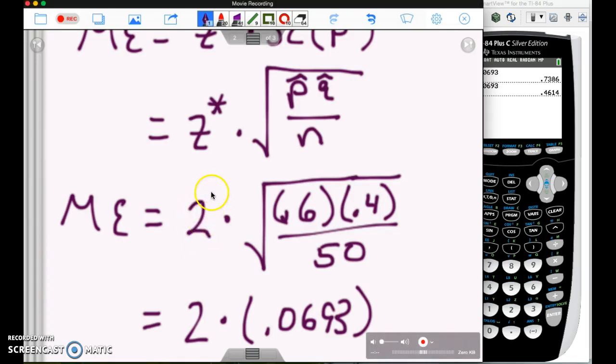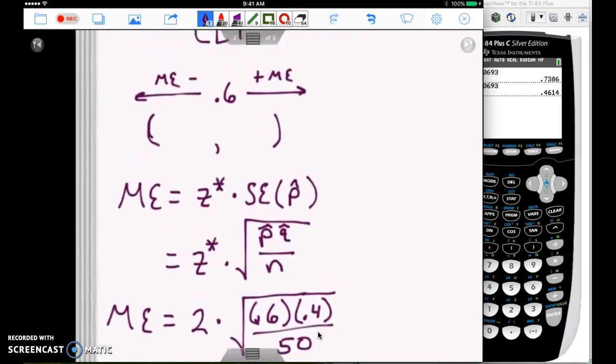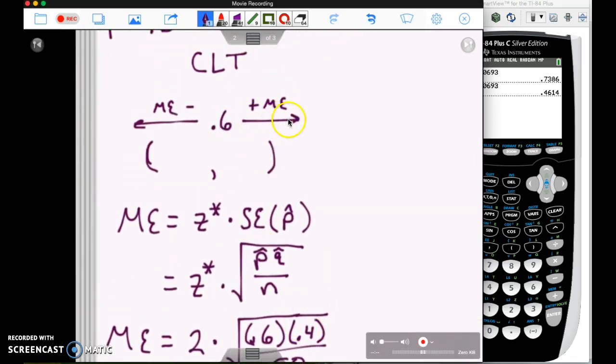And I'm going to show you how to find what the z-critical value is in the next video. So z-critical corresponds to the 95%, 2 standard deviations away. P hat Q hat over N, we get a standard error of 0.0693. So that part's taken care of. Now, we need to take that margin of error and we need to move in each direction from our sample proportion.